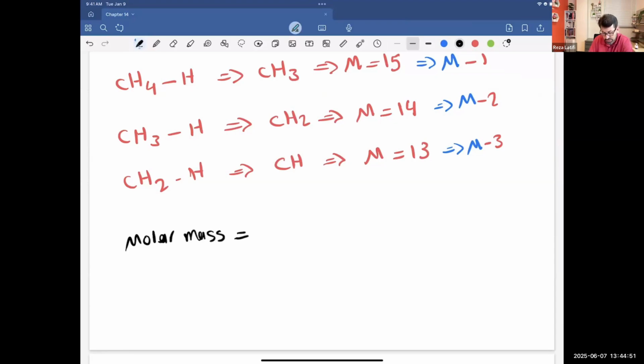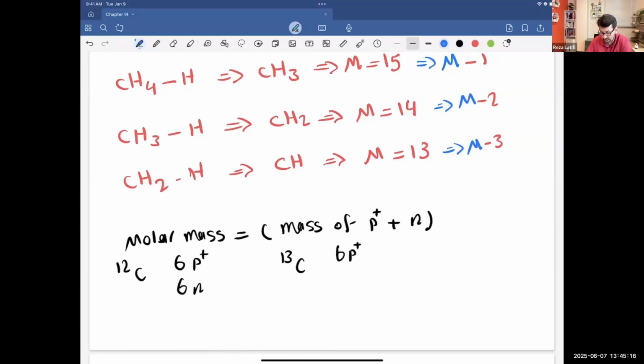When you calculate the molar mass, you are calculating technically mass of protons plus neutrons. Okay, carbon 12 has 6 protons and 6 neutrons. But carbon 13 has 6 protons and 7 neutrons. When you add those, you get 13. And the mass is going to be 1 unit higher than carbon 12.